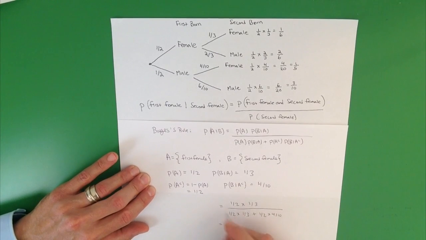And so this expression is now equal to 1 out of 6 divided by 1 out of 6 plus 4 out of 20, which is roughly equal to 0.45.